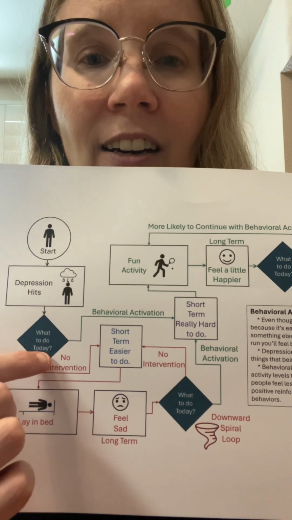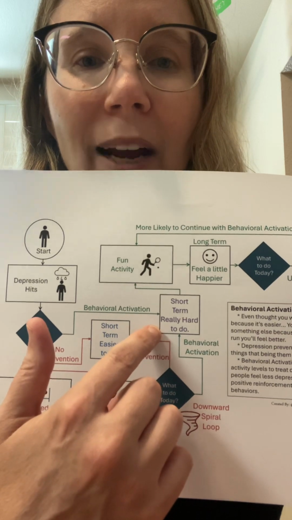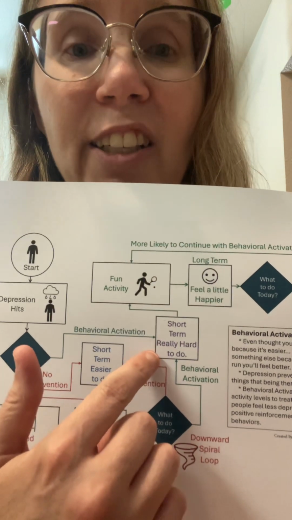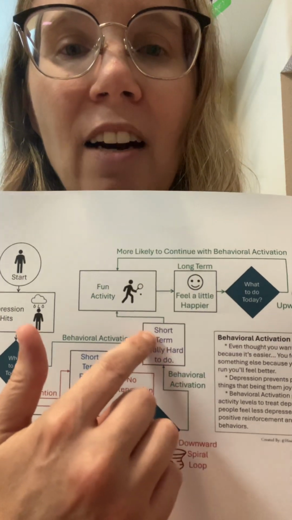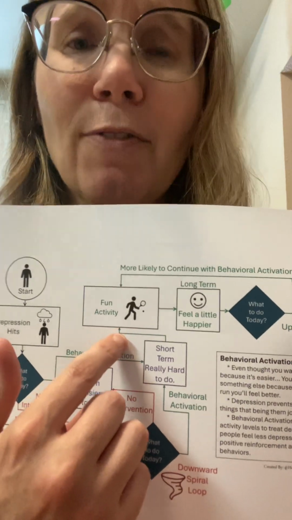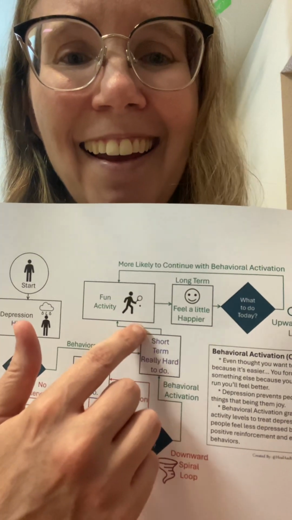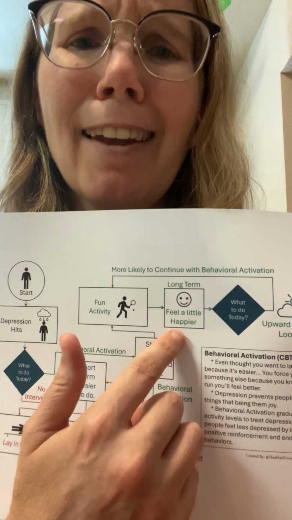You come down here, what am I going to do today? You go up here, you do behavioral activation, and then you get back to this short term, but it's really hard to do, and that's actually where we were at before. And then you come up here and you're like, I'm going to do a fun activity. And assuming you like tennis, that's a fun activity. If you don't, I apologize, pick something different. And then you come over here, and in the long term, you're like, I'm feeling a little bit better.